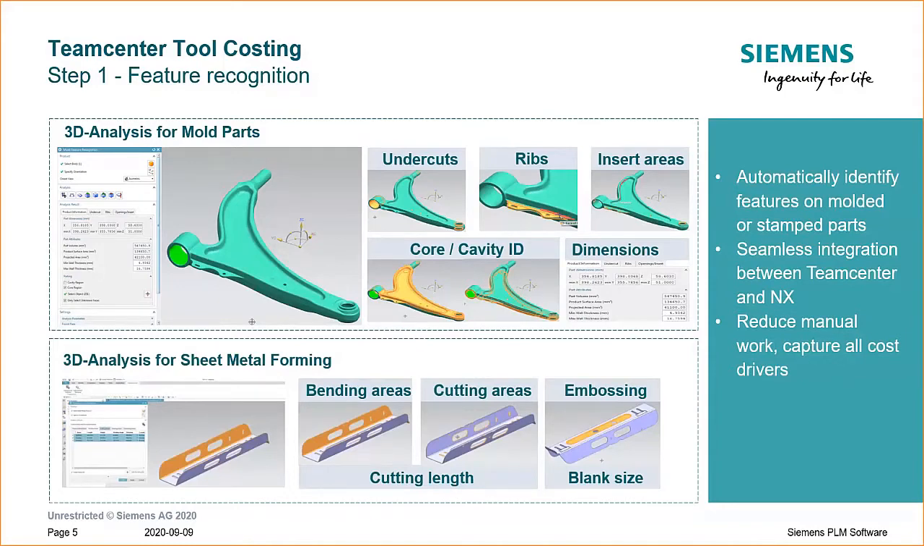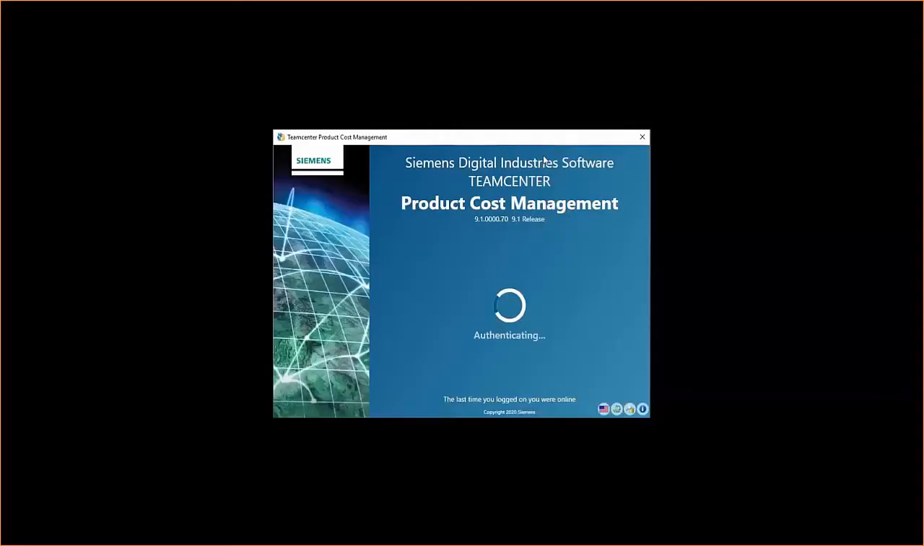For the stamping area, an X feature to cost identifies bending and trim, cutting areas, as well as the areas for embossing or drawing. Now I would like to show you how we do that.